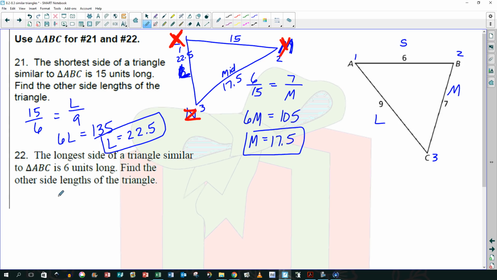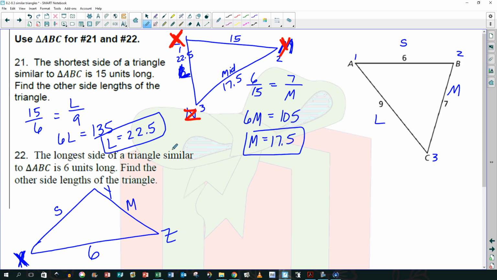Now the longest side of a triangle similar. So now we have this triangle over here. We will call this, how about RST? No, no S's. Okay, let's just go with X, Y, Z again. So the longest side, we'll call XZ the longest side, is 6. So we need to find the medium side. So we'll call this the short side, and we'll call this the medium side.